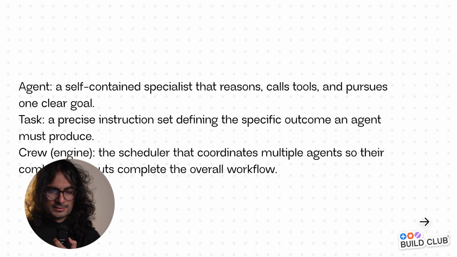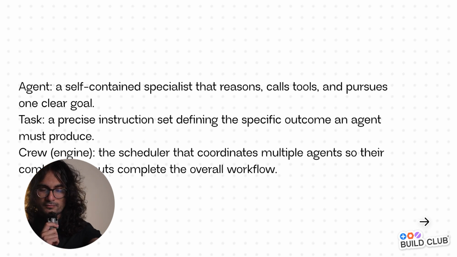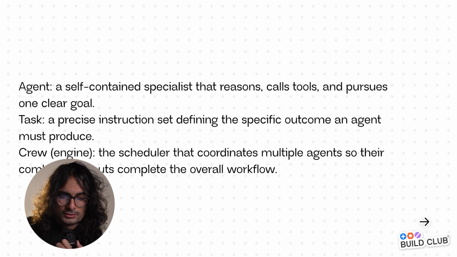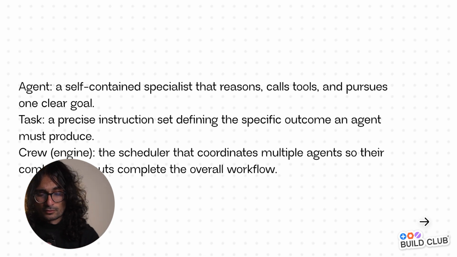But an agent is a self-contained specialist that reasons, calls tools, and pursues one clear goal. This was the information we would have given initially, but now you know what an agent does. A task is a precise instruction set defining the specific outcome an agent must produce. A crew is the scheduler that coordinates multiple agents so their combined outputs can complete an overall workflow.